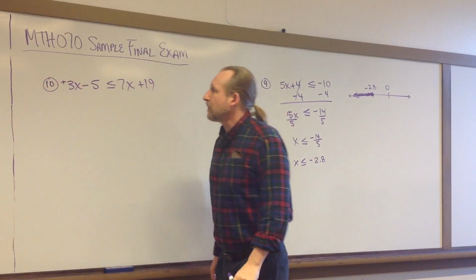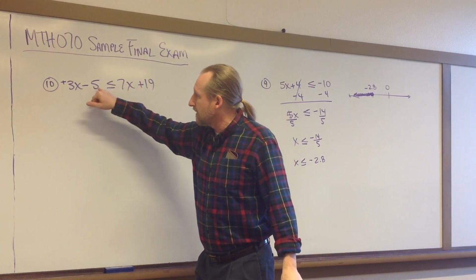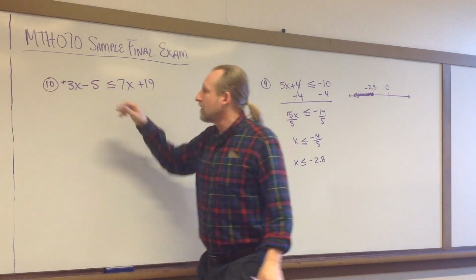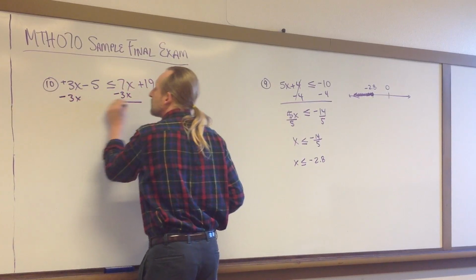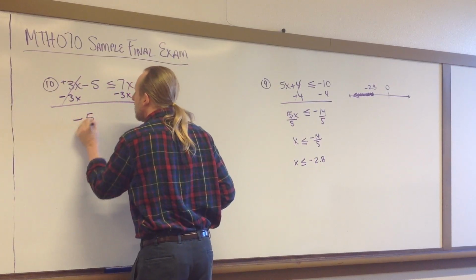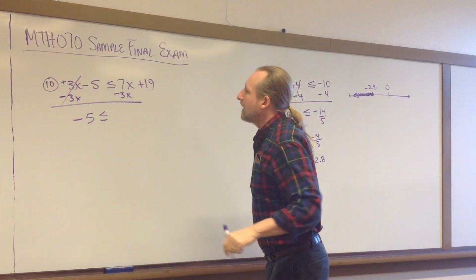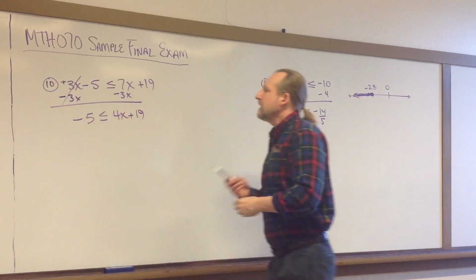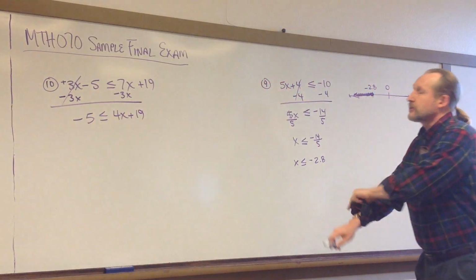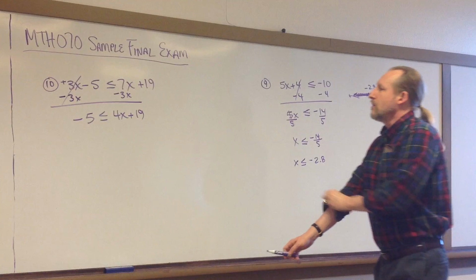But for starters, if I'm going to move this 3x, the sign for it is in front. It's a plus, right? This negative goes with the 5, so don't make that mistake. If we want to move the 3x, we've got to subtract 3x on both sides. That leaves the minus 5 over there. This will be positive 4x plus 19. And then we can subtract 19 on both sides.